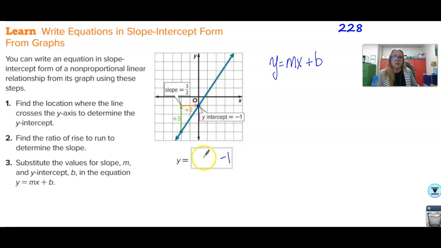But what is your slope? Use the line to find your slope. Traveling from the left point to the right point, your first move is up 3, so that's positive 3. Second move is right 2, so that's positive 2. So your slope is 3 over 2, and you always have to remember to put the x there. That was a common mistake in part A. Always remember to put the x in it.